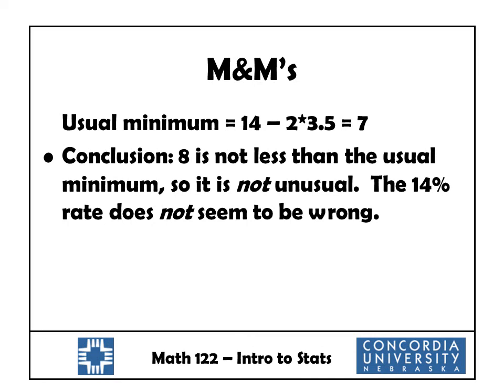So again, this is the type of thing that we'll be doing quite frequently in Chapter 8. We're going to use some data from a sample to test a claim about a population. Here our claim is that 14% of the population was yellow. We had this sample data in which 8 were yellow, and we concluded that the 14% number does not seem to be wrong. Now we don't prove that the 14% rate is correct. That rate could be wrong, but we don't have enough evidence here to conclude that it is indeed wrong.